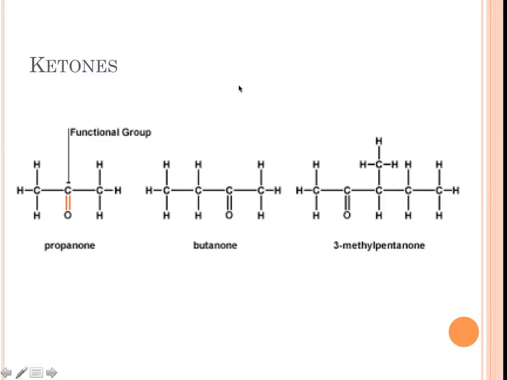The other one we'll find is the ketones. Now, a ketone is just a carbon double bond oxygen in the middle of a chain. They're fairly reactive, and if we've got a secondary alkanol and we're going to oxidize it, this is what we're going to end up with.